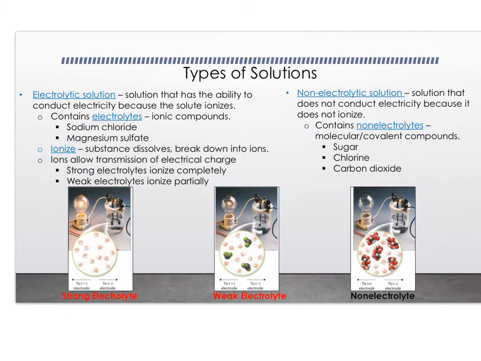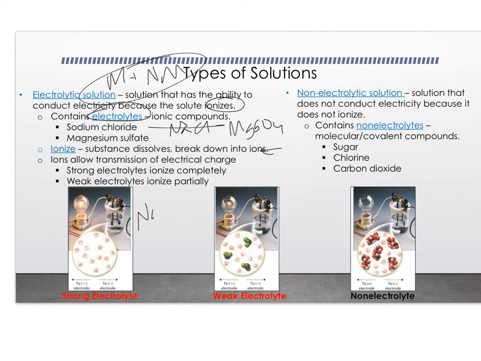There are different types of solutions, and the first 2 that we're going to talk about are electrolytic and non-electrolytic solutions. An electrolytic solution is a solution that has the ability to conduct electricity because the solute will ionize in solution. So it's going to contain electrolytes, which are ionic compounds, like sodium chloride, NaCl, magnesium sulfate, MgSO4, anything that's ionic. So you have to have a metal and a nonmetal dissolved in water. Whenever it dissolves, it's going to ionize or break apart into different ions. So you'll get Na+ and Cl-, or Mg2+ and SO4 2-. And they will allow for the transmission of electrical charge.